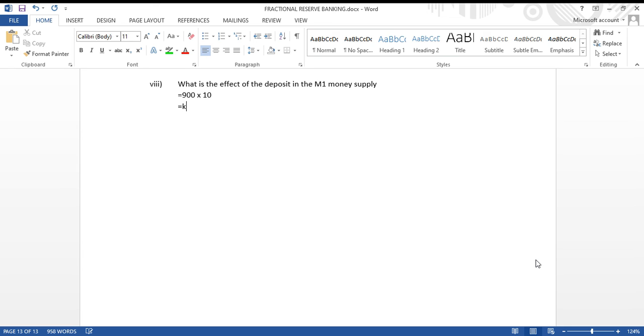So the money supply will increase by 9,000. Therefore, the money supply will increase by 9,000. And yeah, that is all for the question.